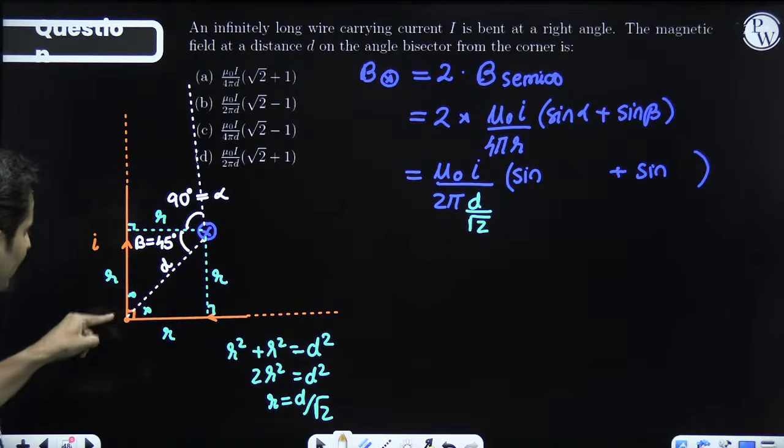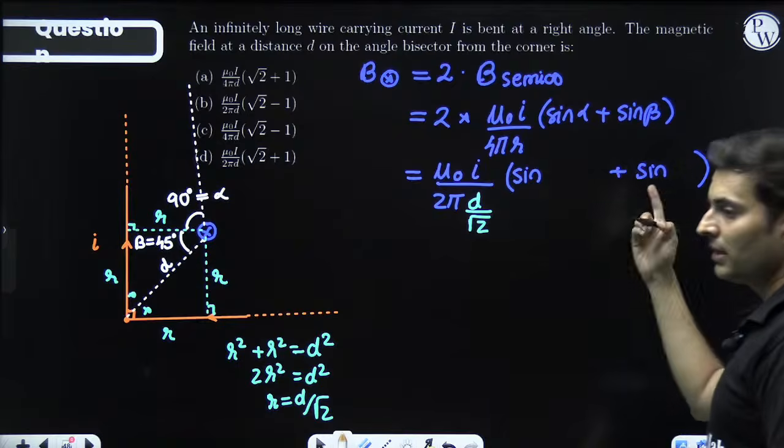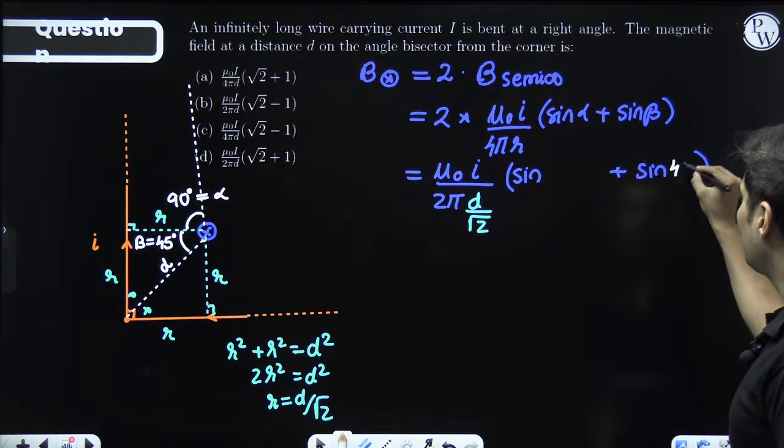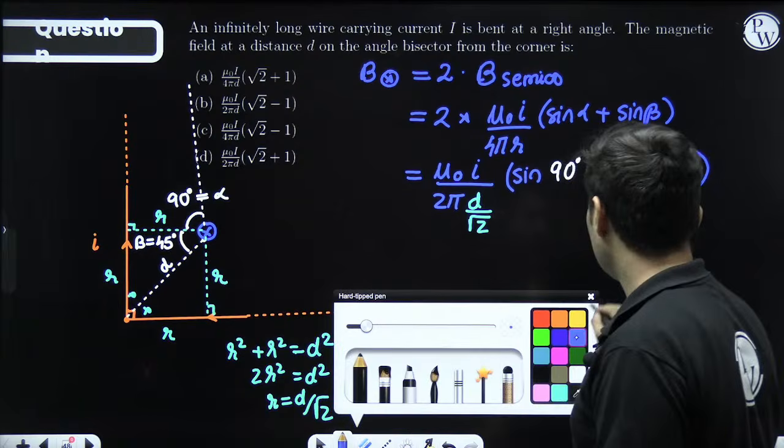Yes, this is beta. This is the other endpoint. So this is the mistake which people ignore. One will be sine 45, and one will be sine 90. Now you will get the correct answer.